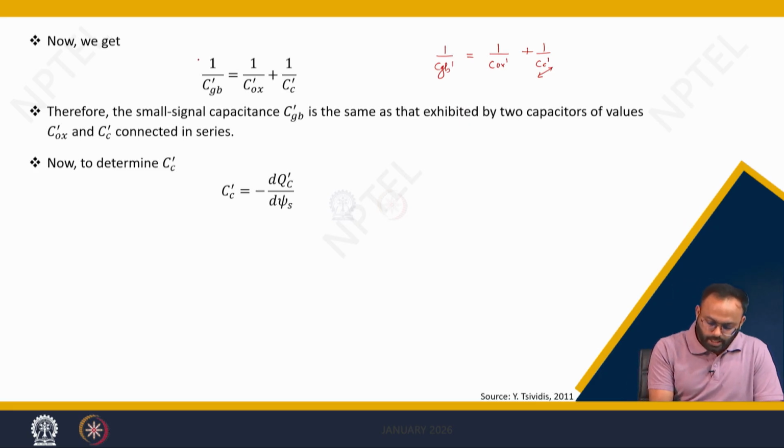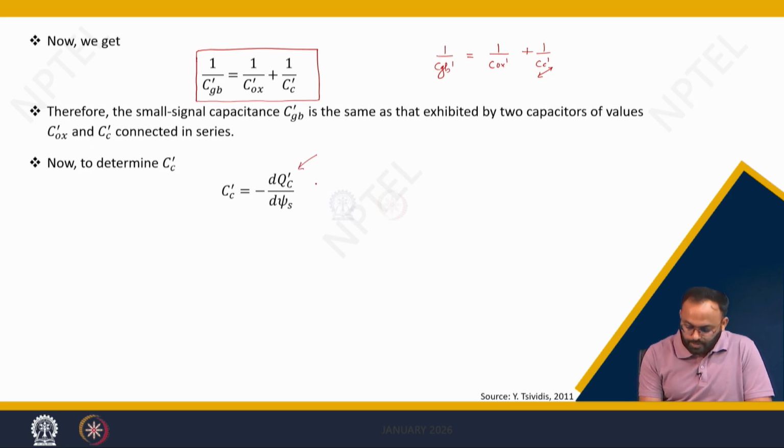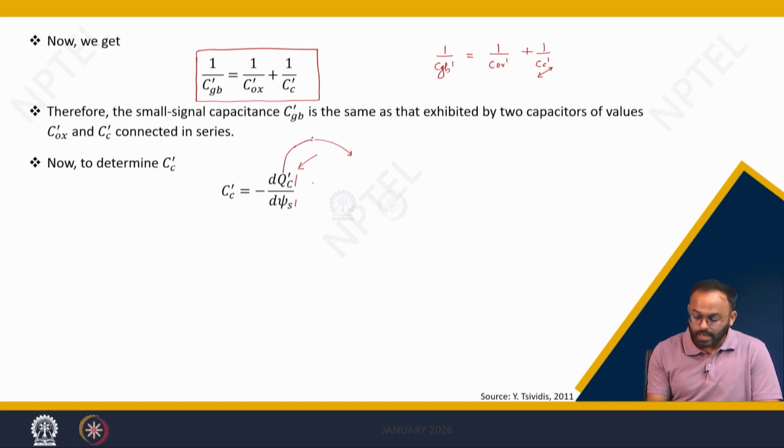Therefore, we can say that the small signal capacitance of the two terminal MOS structure is given by the channel capacitance and the oxide capacitance in series. Let us do some mathematics and calculate the channel capacitance. As we have said, the channel capacitance is nothing but minus the differentiation of channel charge with respect to surface potential. Now, we know the equation for channel charge from our basic general analysis lecture.